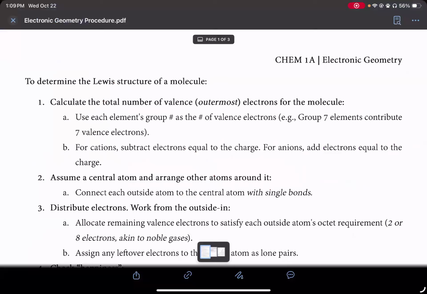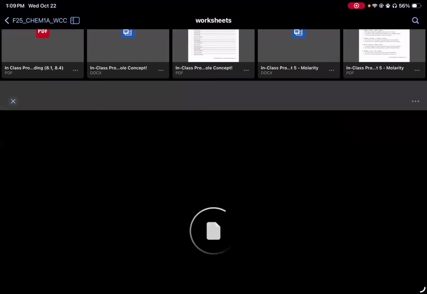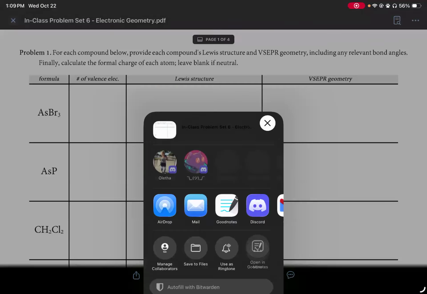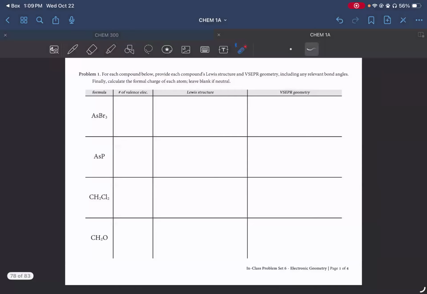All right. Looking at today's in-class problem set, I want to mention a couple things. My promise to you, 2 promises. Number 1, you will never be asked to draw the Lewis structure or VSEPR of anything with a transition metal. That's on the footer of the procedure.